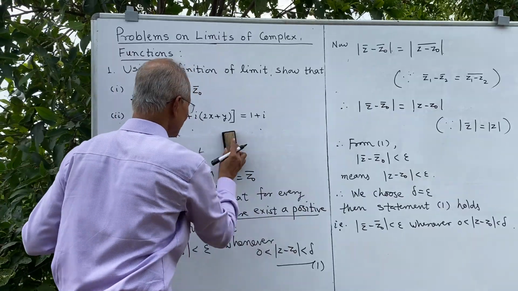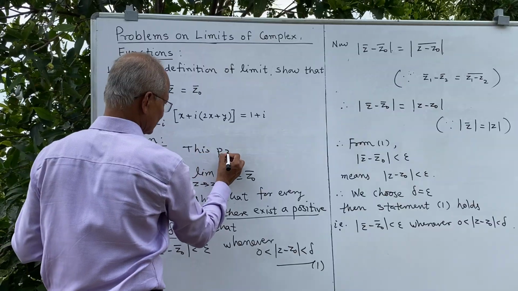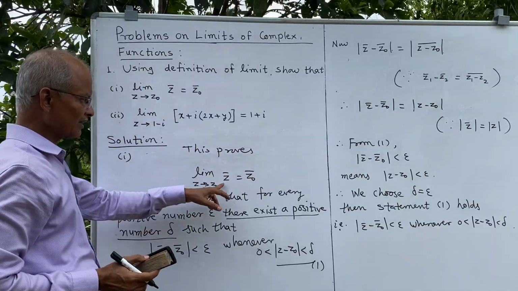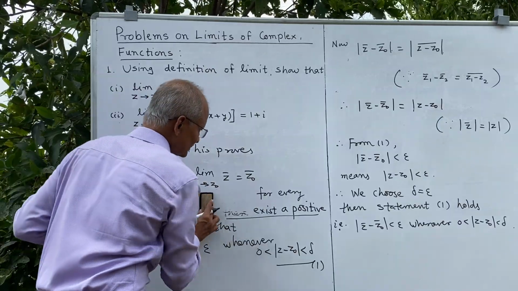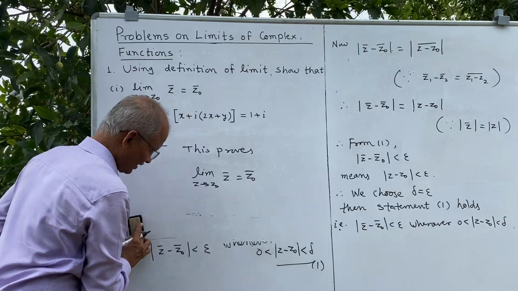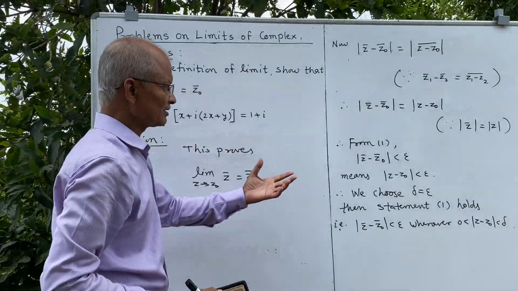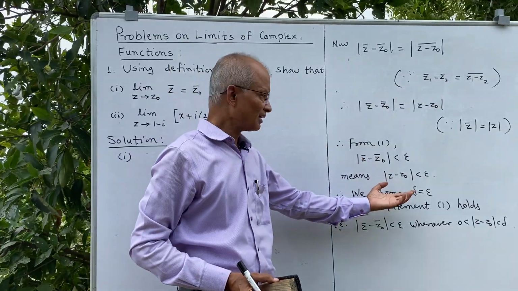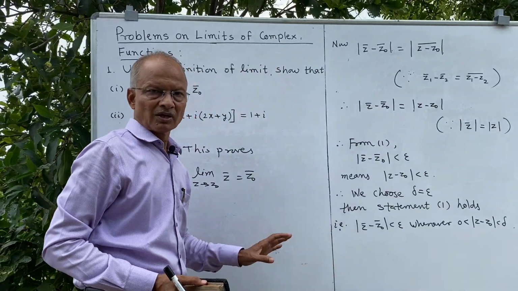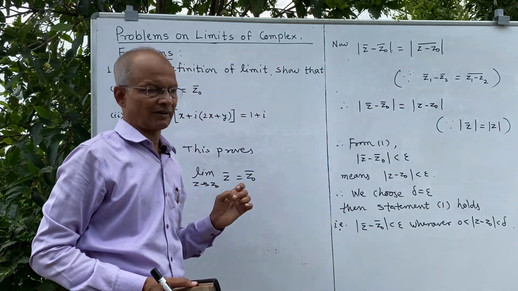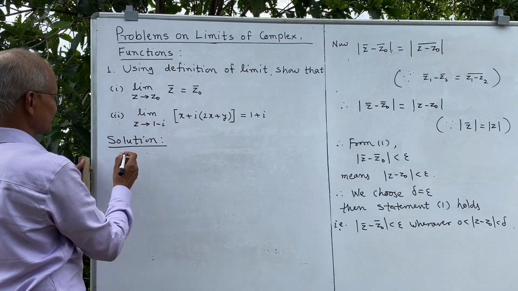So, we can write this proves limit of z bar as z tends to z naught is equal to z naught bar, and thus we have proved the result. Here we have selected simply delta equal to epsilon, because the inequality is the same, and if this delta is taken as epsilon, statement 1 becomes true. Here we want to find the value of delta. Now, we shall consider the second problem, solution of the second.